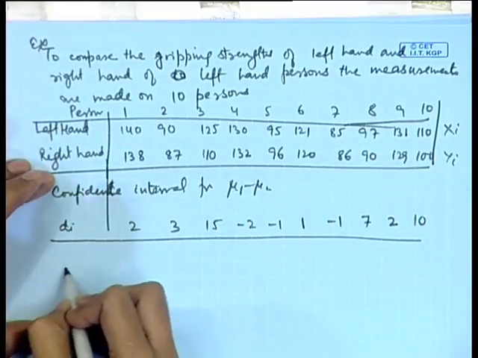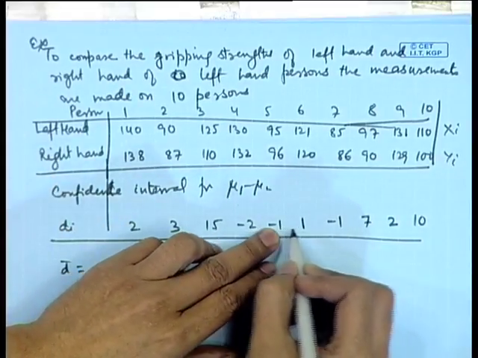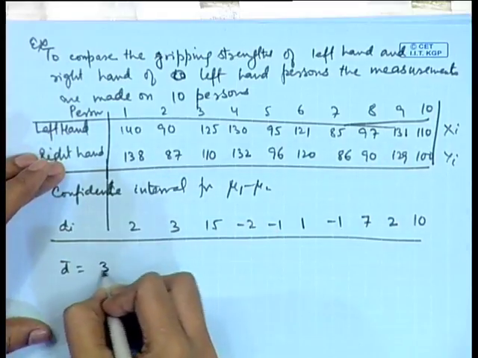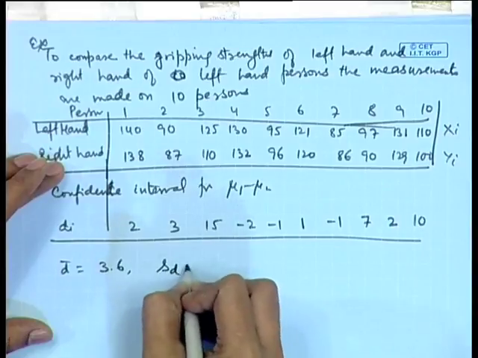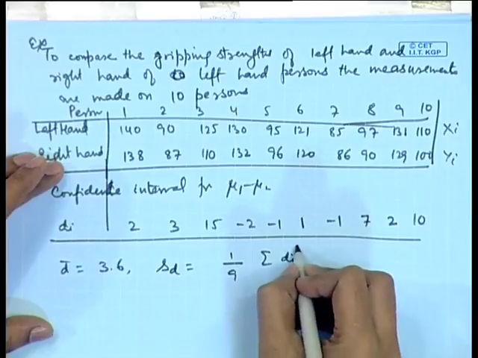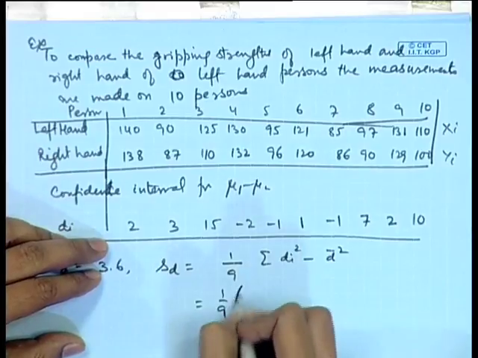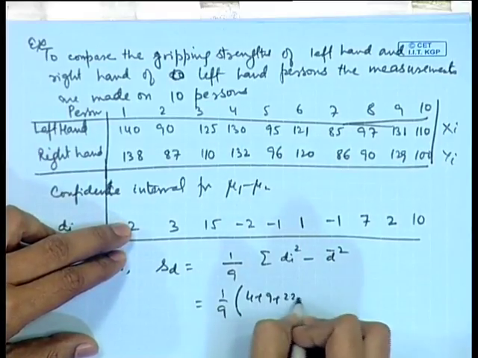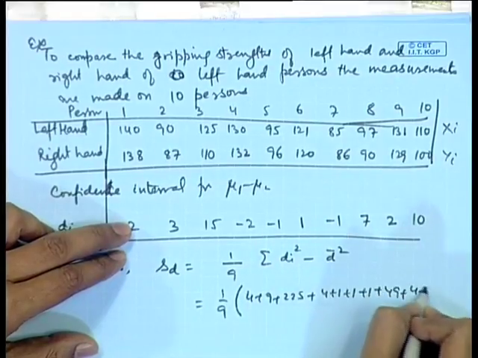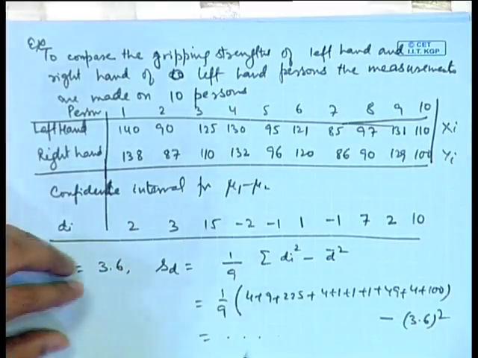So, we look at the d bar value here, which is the mean of this, that is 20. So, 17, 24, 26, 36. So, that is 3.6. Similarly, we calculate S d, that will be equal to 1 by 9 sigma d i square minus d bar square. So, once again it can be easily evaluated, it is 4 plus 9 plus 225 plus 4 plus 1 plus 1 plus 1 plus 49 plus 4 plus 100 minus 3.6 square. So, this value can be evaluated.